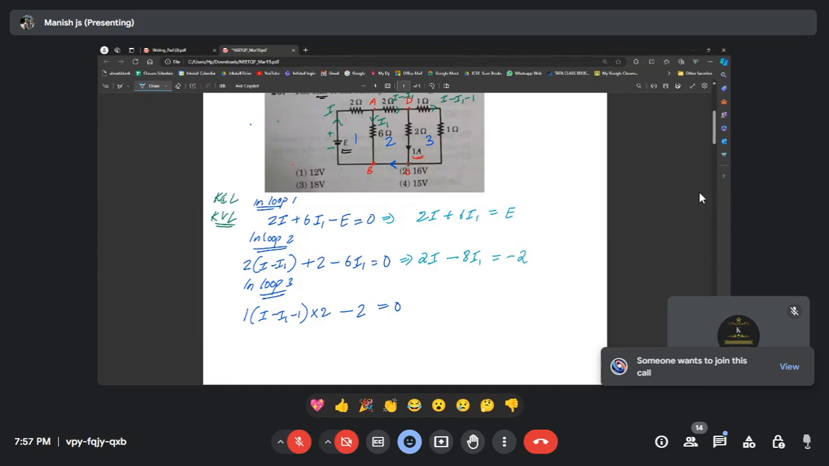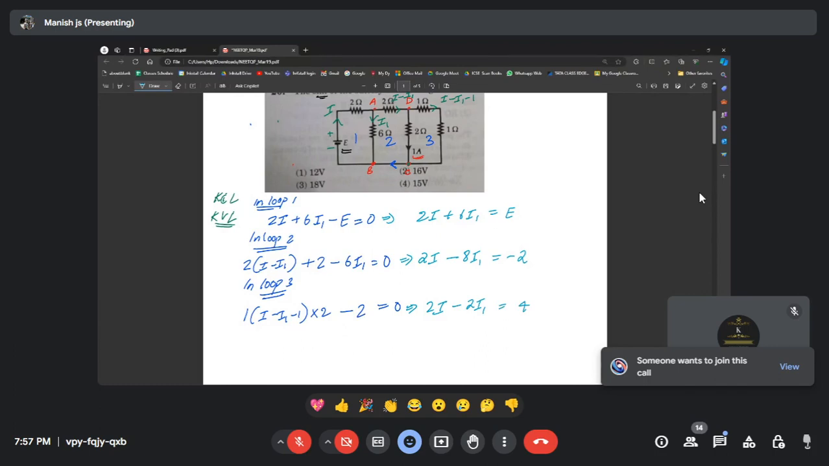Now coming to the third loop. In the third loop, I have plus I, but the entire equation is to be multiplied with 2. So 2I plus 2I minus 2I1, minus 2 and minus 2 is minus 4. So minus 4 comes to the right side, it becomes plus 4. So equal to plus 4. So these are the 3 equations that I have.